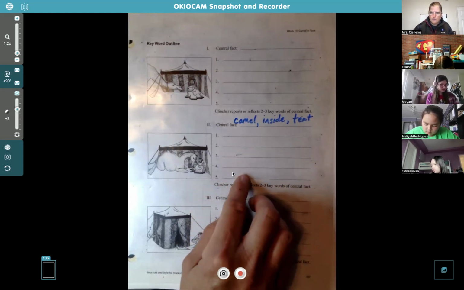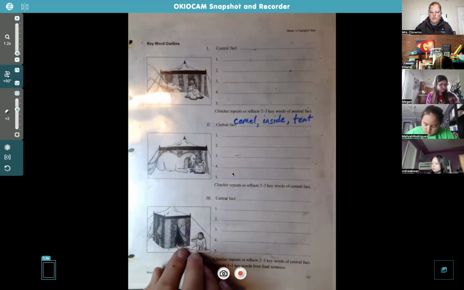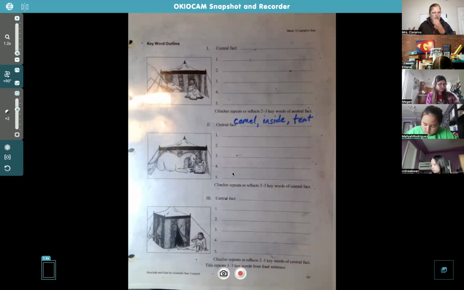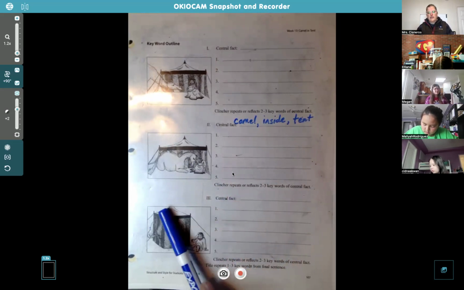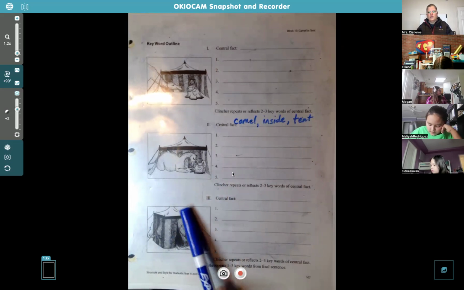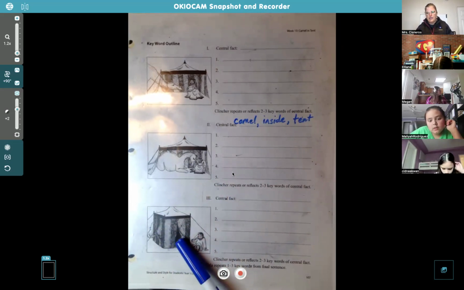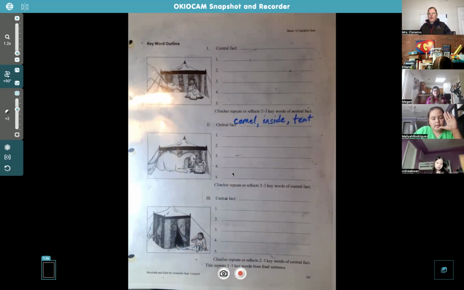It's okay. Let's move on to the third picture, though, because I know you got some plots, some ideas going here. Remember, the central fact is what's literally in the picture. So, what's in this picture? Who wants to tell me, like, literally, what do you see in the picture itself? Malia? The guy outside of the tent and the camel in the tent, and he can't really fit in the tent. Yes.